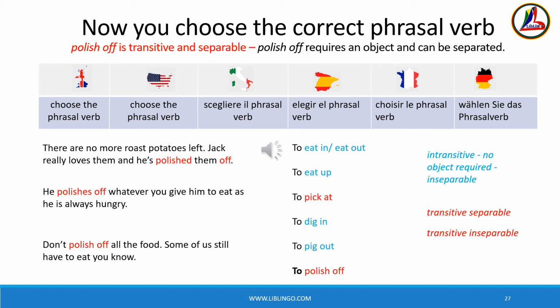And here are the answers. There are no more roast potatoes left. Jack really loves them, and he's polished them off. He polishes off whatever you give him to eat, as he's always hungry. Don't polish off all the food. Some of us still have to eat, you know. Polish off is transitive and separable. Polish off requires an object and can be separated.